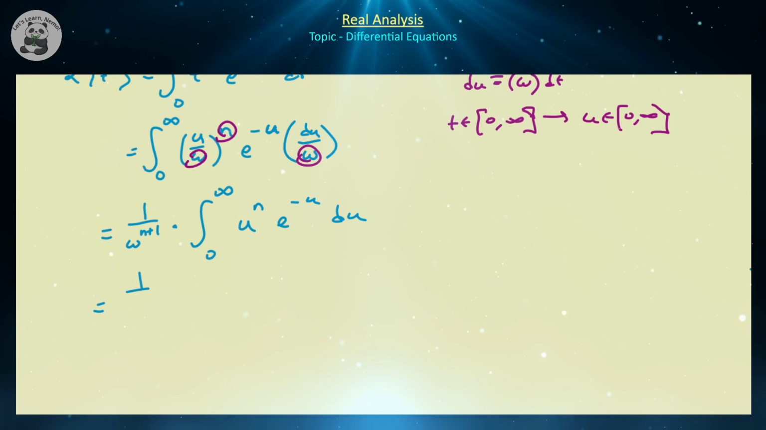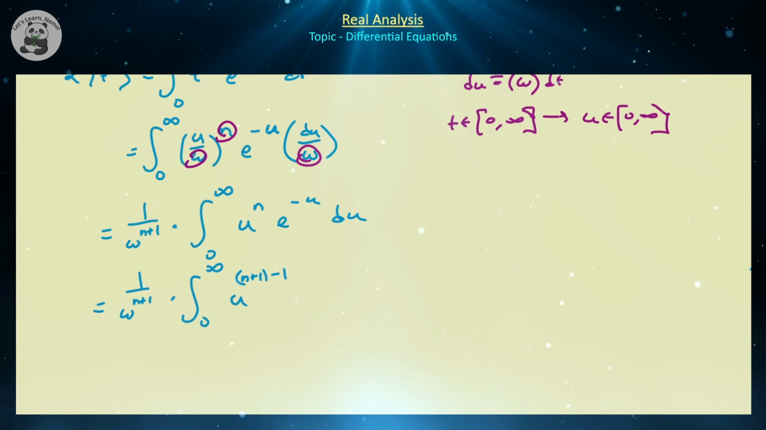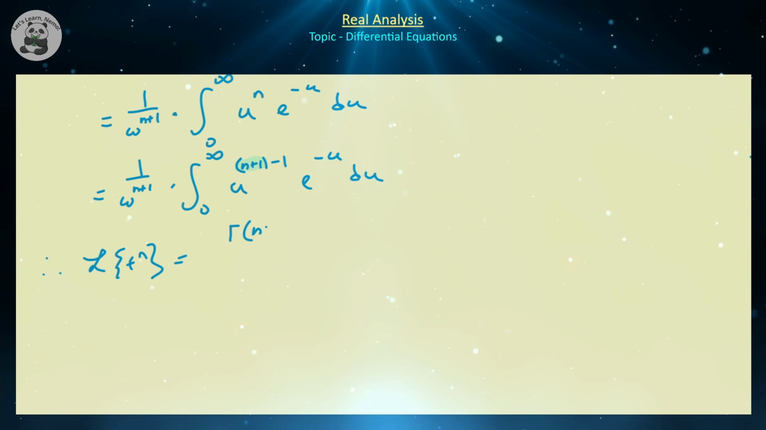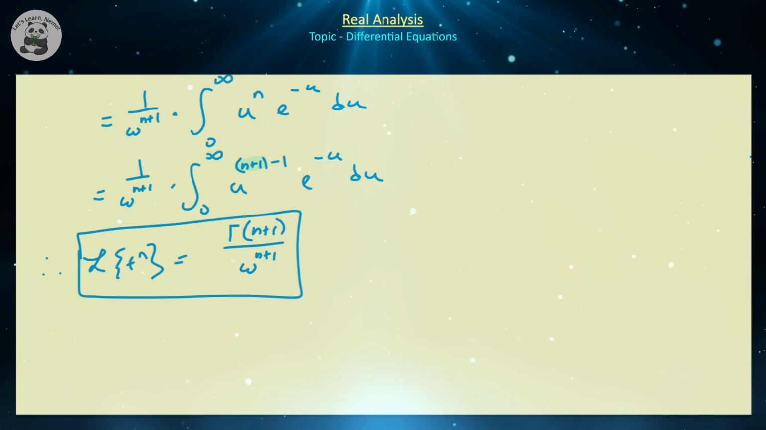And I can also write this integral as the integral from 0 to infinity of u to the n plus 1 minus 1 e to the minus u du. The only reason I'm writing it this way is because that's just, say, u to the x minus 1 e to the minus u du, and that's just the gamma function evaluated at n plus 1. So that means the Laplace transform of t to the power of n is just going to be equal to gamma of n plus 1 all over omega to the power n plus 1. Right? And that's the proof for the Laplace transform of t to the power of n.